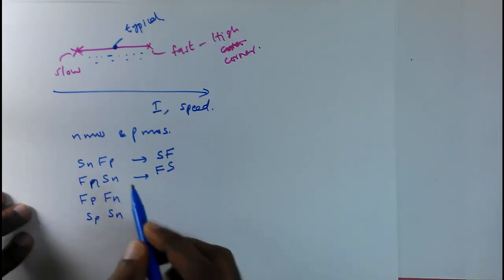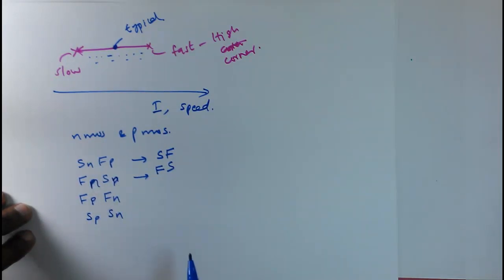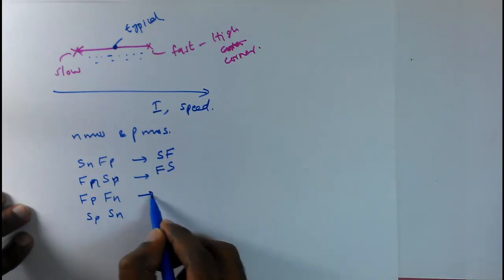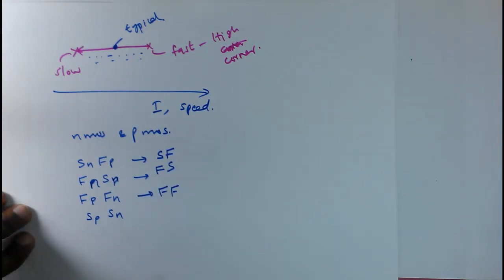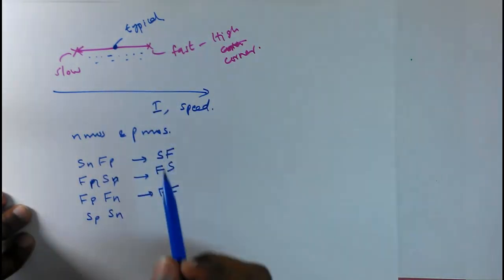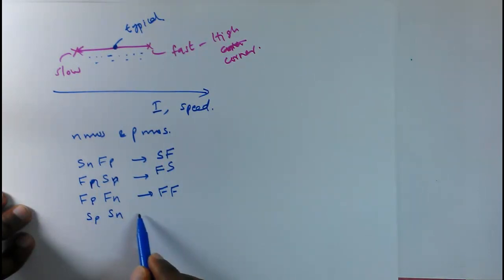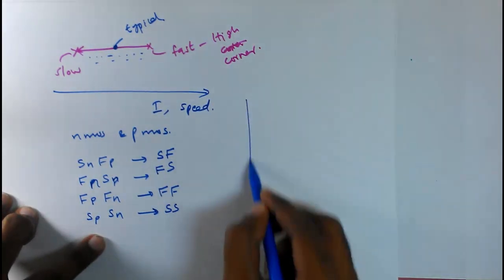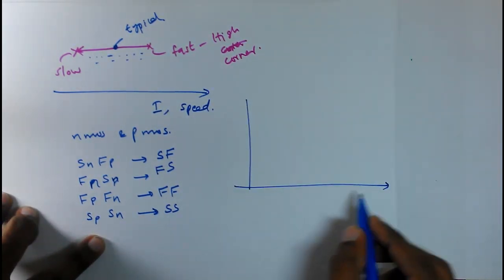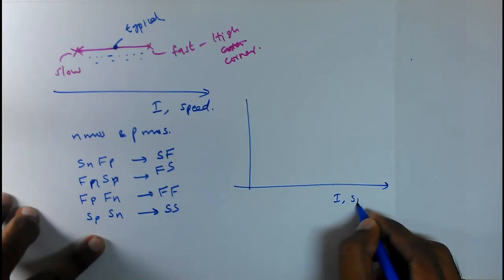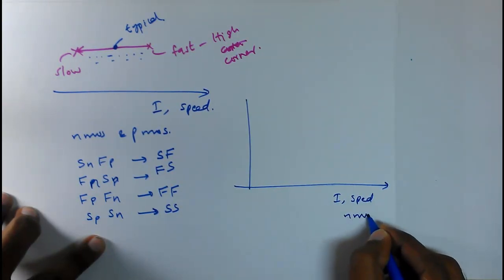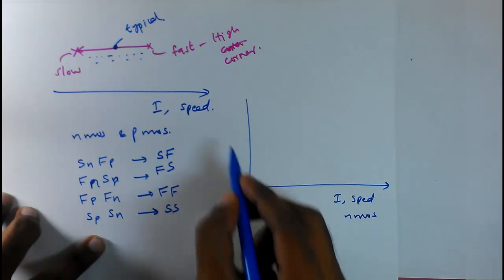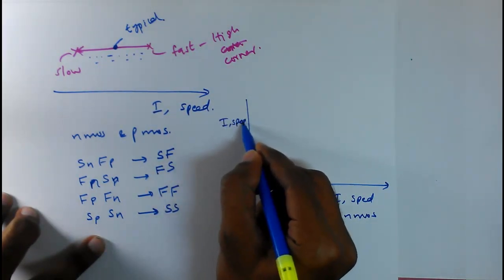And FF means both NMOS and PMOS are in the fast corner, and SS means slow NMOS and slow PMOS are both in the slow corner. That we can draw in a graph. Here I am plotting the current and speed of NMOS in the x-axis, and in the y-axis the current and speed of PMOS.